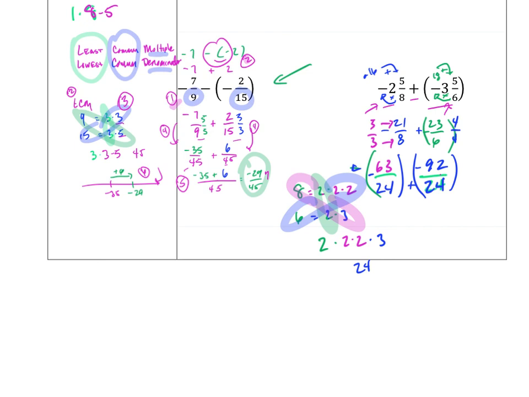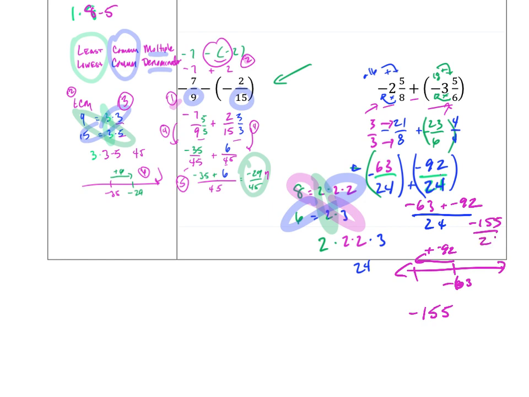Okay, so what that means is I've got them all over 24, right? Now I just got to rewrite this. This is going to be negative 63 plus negative 92 over 24. That means I got to do the integer math, right? So I'm at negative 63. I add negative 92. I'm going that way, right? It's going to give me negative 155. So I'm going to have negative 155 over 24.